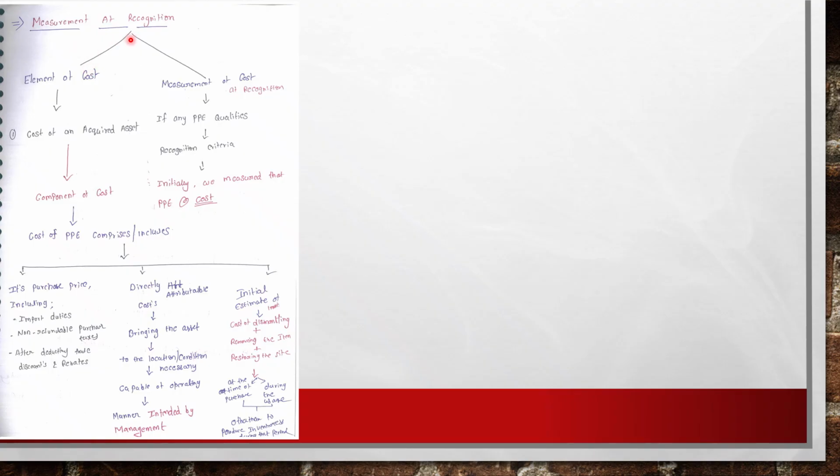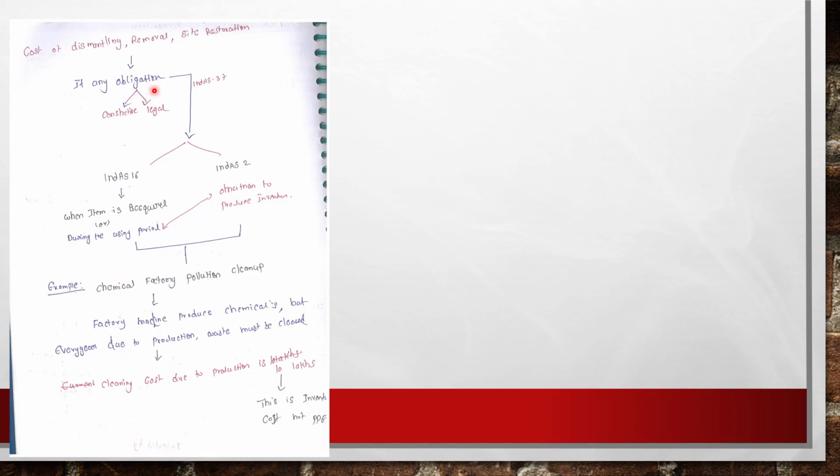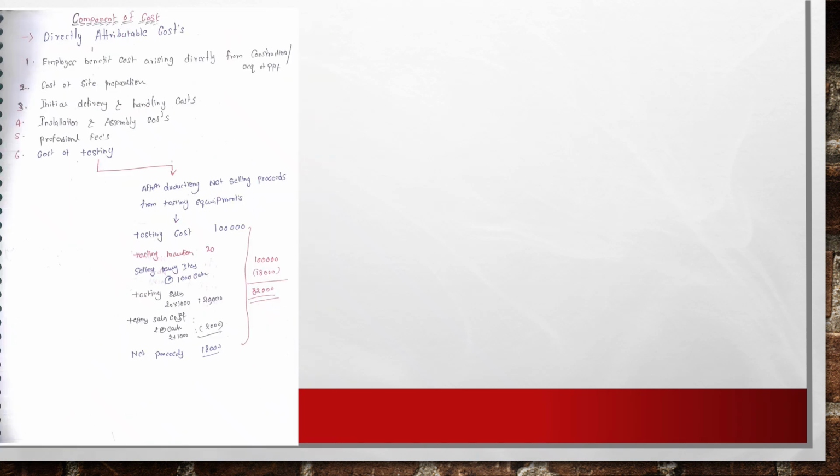So I have given two practical examples. And also at recognition, what are the measurement elements, like what is the element of cost and how would we include them, and when we need to include them, and what is the initial cost. Initially we measure that cost. The revaluation method will come at measurement after recognition, but measurement at recognition, we should recognize that cost. And then what are the cost elements, and if there is dismantling, removal or site restoration, how would we account for them.